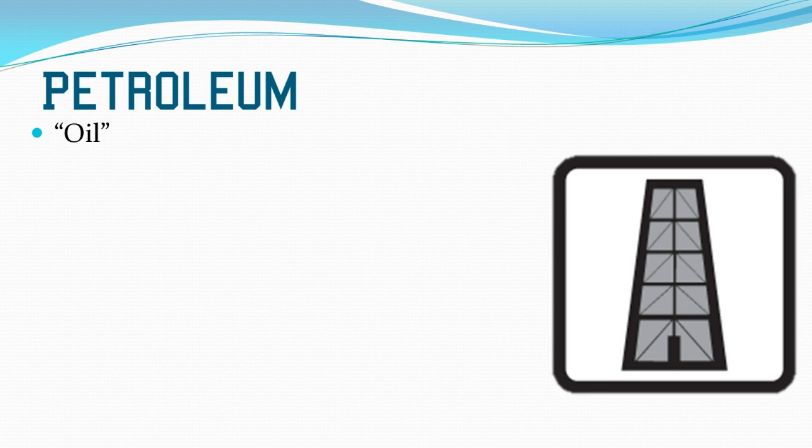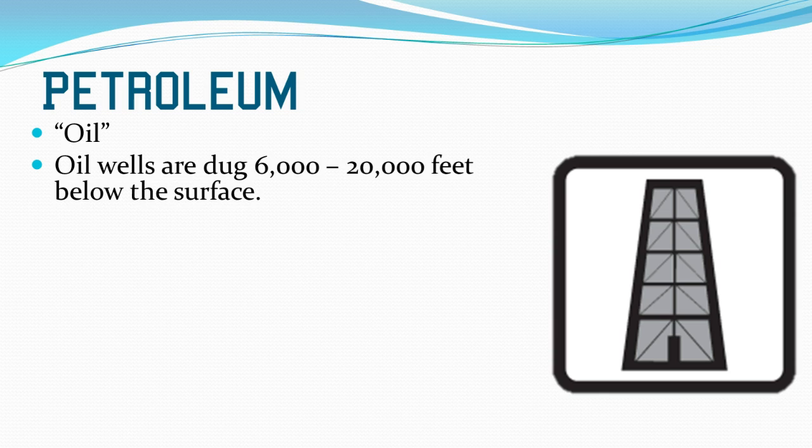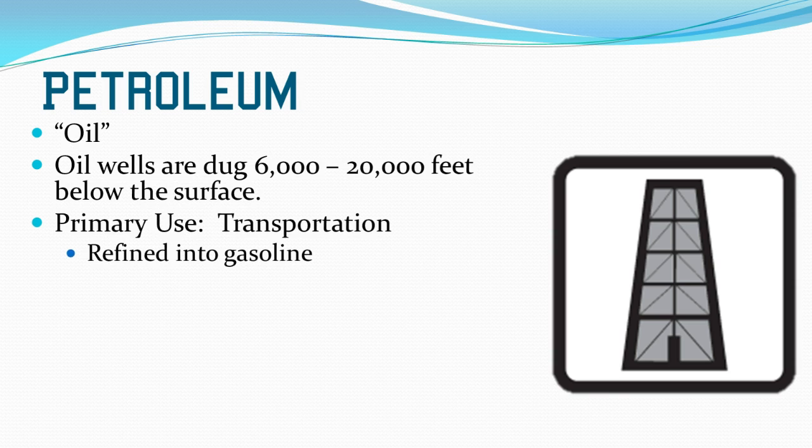Petroleum is commonly known as oil. This is where we get our gasoline from. Petroleum is the crude form, the form that we pull out of the ground. Oil wells are dug about 6,000 to 20,000 feet below the surface in order to reach that layer underneath the sediment, that layer that was once organic plants and animals, but is now a pile of hydrocarbons that we call petroleum. Petroleum's primary use is transportation.